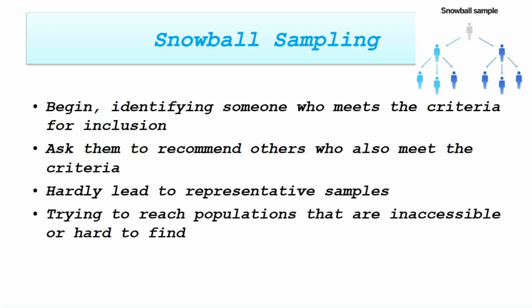Snowball sampling method: begin by identifying someone who meets the criteria for inclusion, then ask them to recommend others who also meet the criteria. It hardly leads to representative samples, but it is used when trying to reach populations that are inaccessible or hard to find.